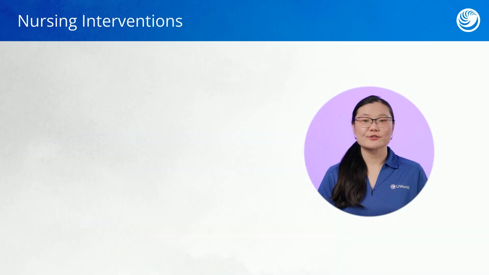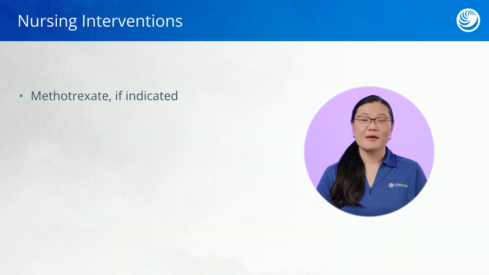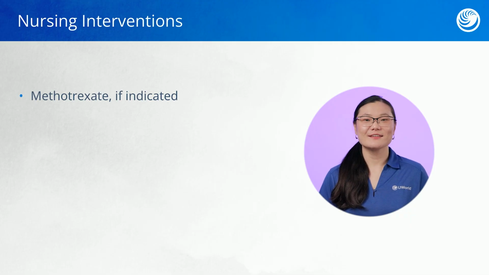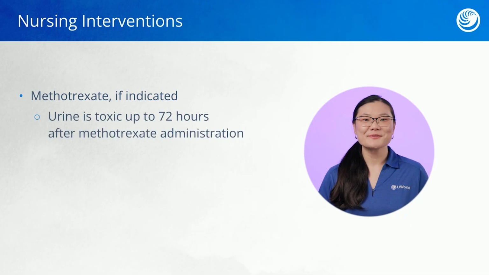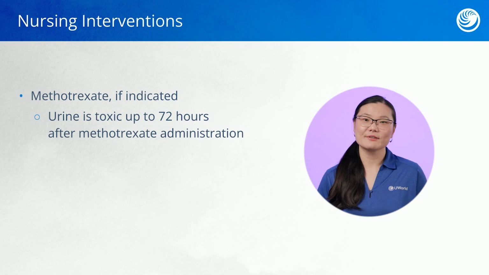There are two ways to treat an ectopic pregnancy: medical or surgical. Medical treatment for an ectopic pregnancy is with a medication called methotrexate. Methotrexate is a chemotherapy drug that stops the division of rapidly dividing cells. Because methotrexate is a chemotherapy drug, a woman's urine can be toxic for up to 72 hours after administration.